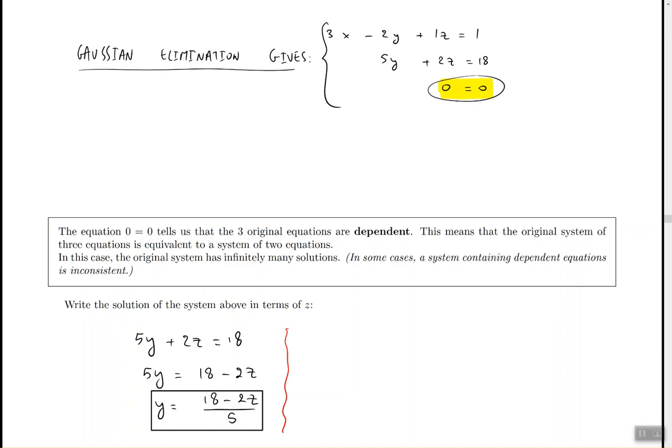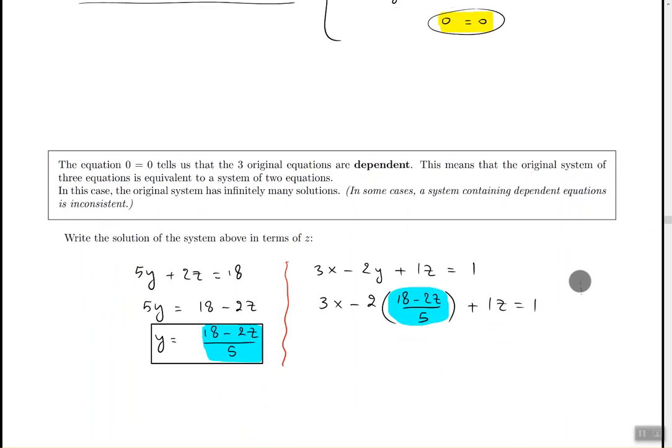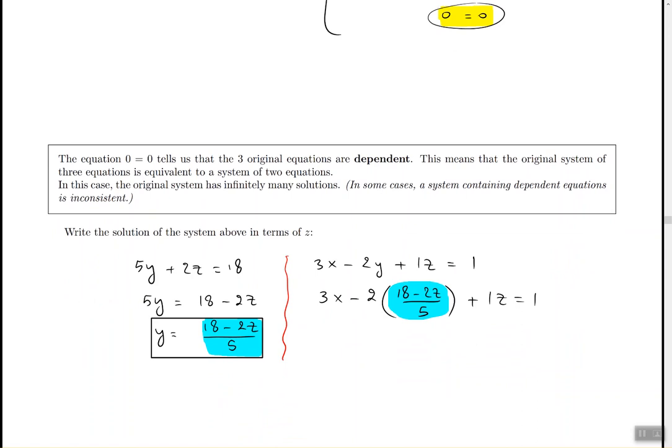Now, that gives us the y, but it doesn't give us the x. So we're going to try to find the x next. To find the x, we're going to use the first equation, which is 3x minus 2y plus 1z equals 1. Again, the goal is to get the x out. We want to know what x is. So we're going to start by replacing the y with the numbers we got already, y is 18 minus 2z divided by 5. We'll do whatever we have to do until the x is by itself.